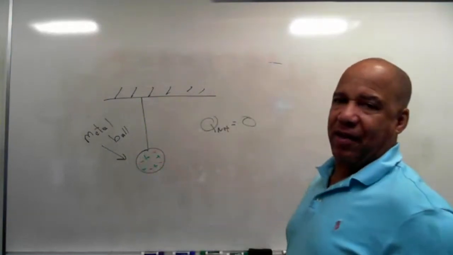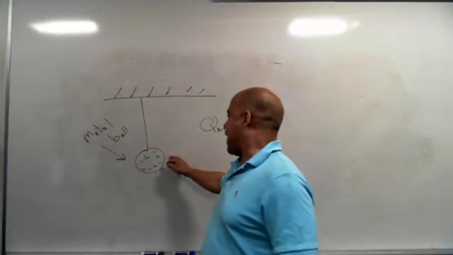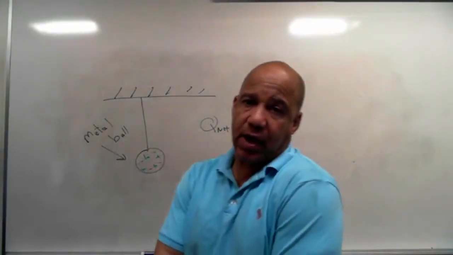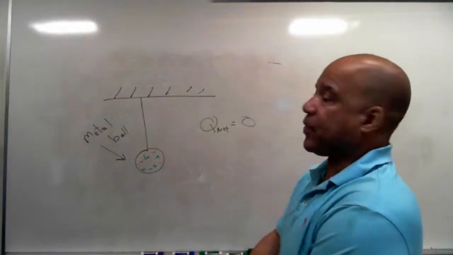Now I'm not going to have 4. I might have 40 trillion, but I can't draw 40 trillion. So I'm showing 4 positive charges, 4 negative charges. The point is the net charge on that sphere, that metal ball, is 0.